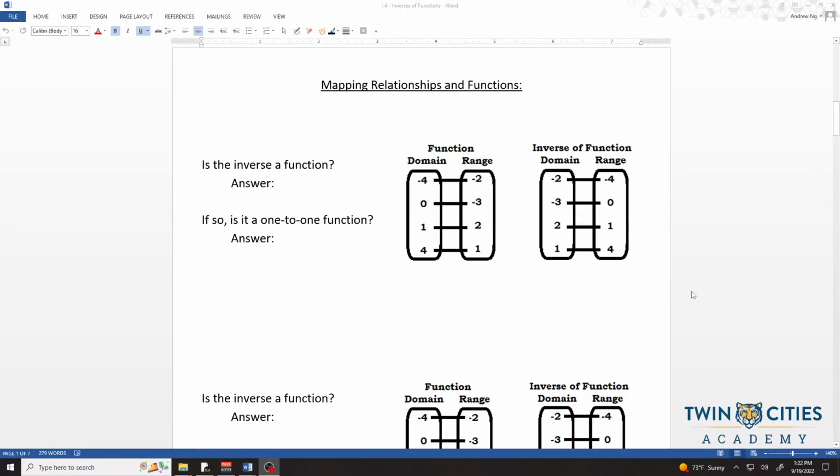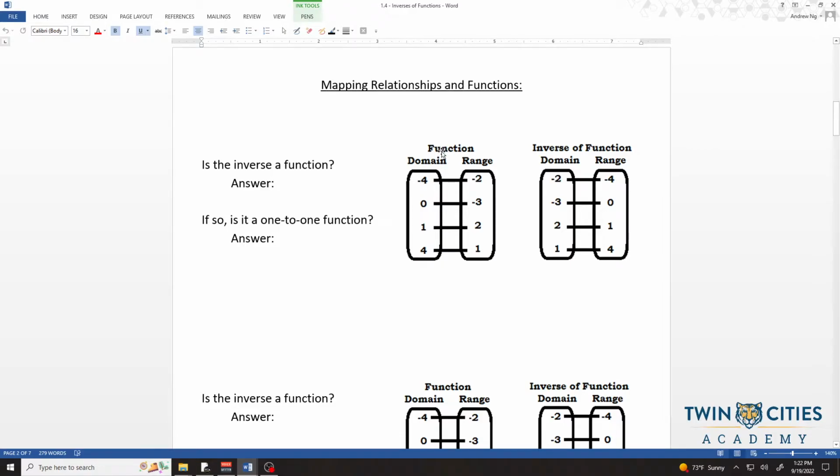So let's start with mapping. Take a look at this map here. So this is my original function, let's say, and I've got these four elements in my domain. So I've got -4, 0, 1, and 4. And these are mapped such that when I plug in -4, I get back -2. When I plug in 0, I get -3. When I plug in 1, I get 2. When I plug in 4, I get 1. Okay, so this is my original function.